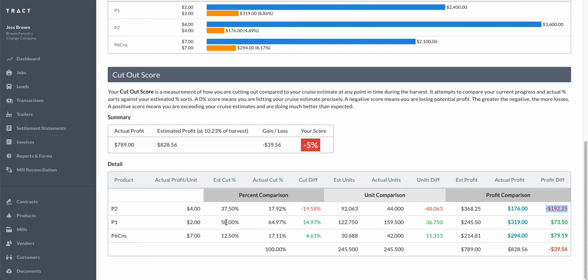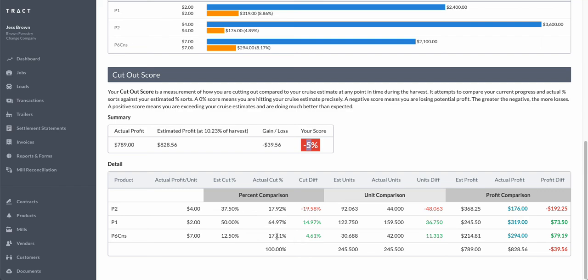Conversely, P1, we estimated 50% cut out, but we're actually cutting 64, and so that's higher, and that's not good because it's one of our lower profit units. And so we are showing more profit because we cut more units, but the swing is less than the 192 that we cut here. So we're sort of undercutting right now, and that's what this score is attempting to reflect.